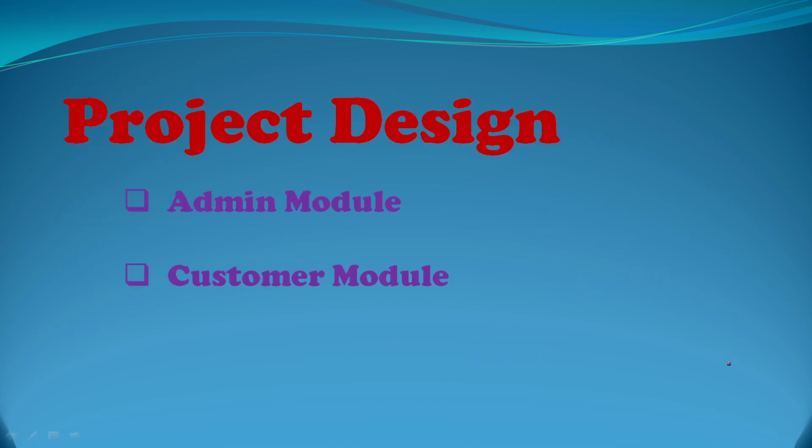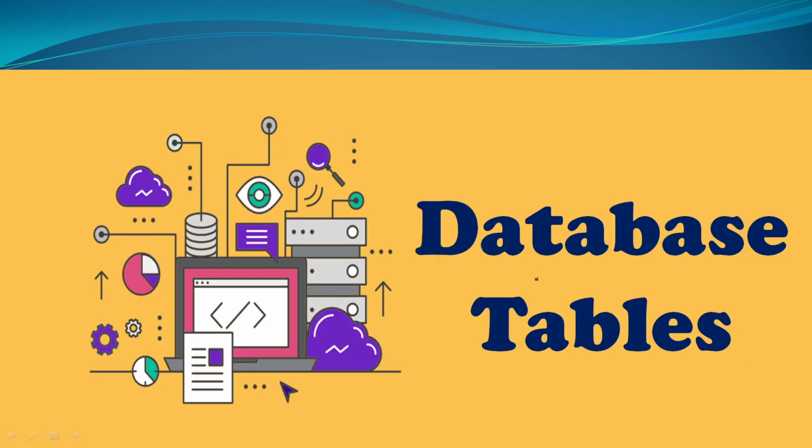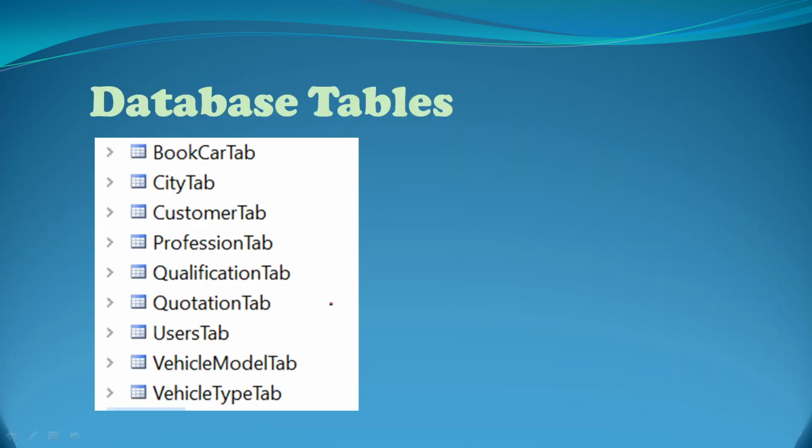Project design. As said already, there are two modules: the admin module and the customer module. Database tables. In this project, we have around 9 tables. One is the book car table. When the customer books a car, the data goes to the book car table. City table: for the customer's city, we enter all the city names, and customers choose which city they belong to. Customer table: when a customer books a vehicle, you need to give the customer details, and those are stored in the customer table.